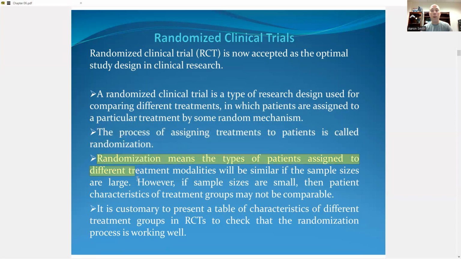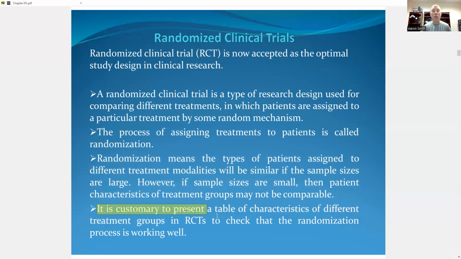Randomization means the type of patients assigned to different treatment modalities will be similar if the sample sizes are large. However, if sample sizes are small, then patient characteristics of treatment groups may not be comparable. All right, so imagine a situation where I only have, let's say, 4 people. Let's say 3 are male, 1 is female. Well, if I break that up into 2 groups, I'm going to have a group of all males. So things will not always be comparable if I have a small sample size.